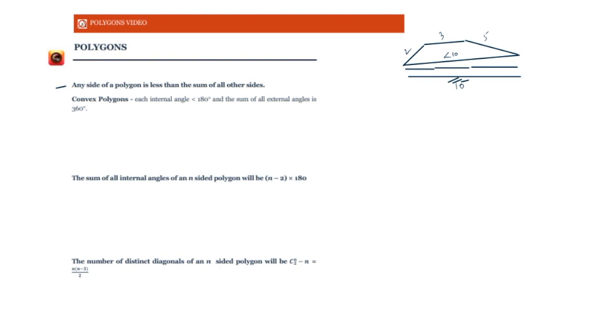Okay, now let's discuss what convex polygons are. As we said, there are 2 types of polygons, convex and concave, and usually we deal with convex polygons. The triangles, squares, rectangles, pentagons, octagons are all convex polygons, the ones we usually come across. We'll talk about concave as well a little while later. In convex polygons, each internal angle is less than 180 degrees and the sum of all external angles is 360 degrees. So let's say we draw a triangle.